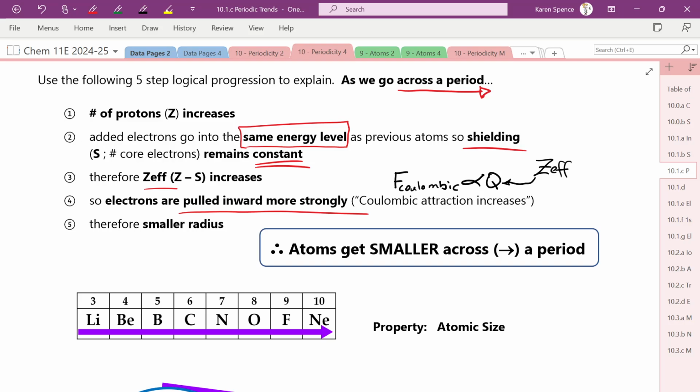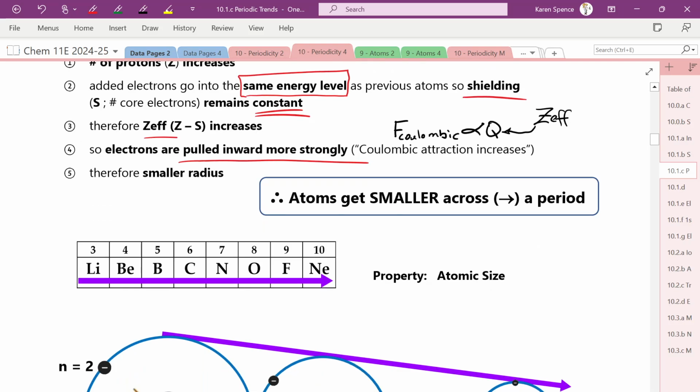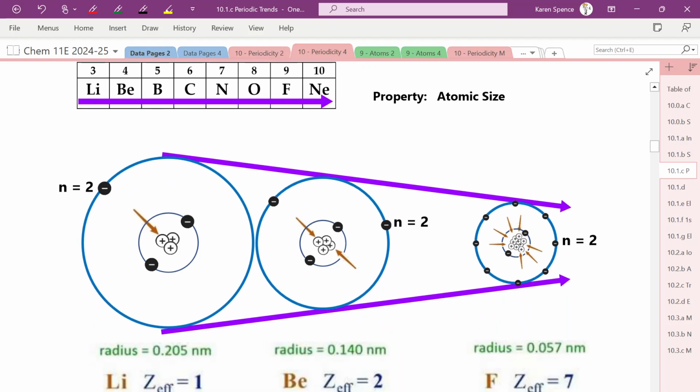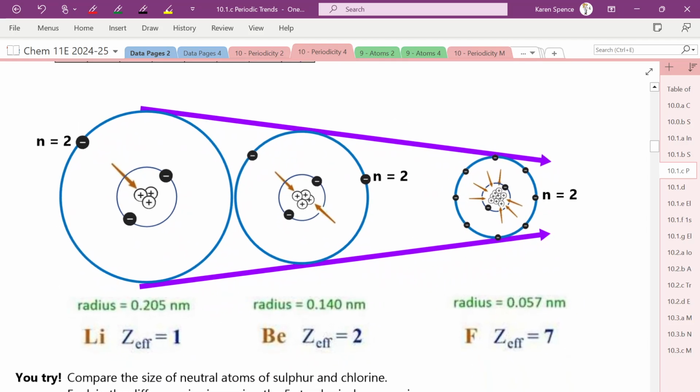So as Zeff increases, that's essentially just increasing Q, because Zeff is the charge, Q is the charge, and Coulombic force is proportional to charge. So as we go across, this is our Q, 1 is our Zeff, the force gets bigger, so the Coulombic attraction gets bigger.